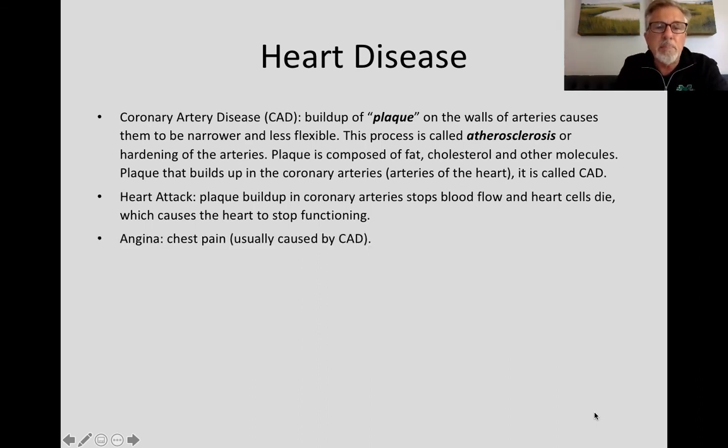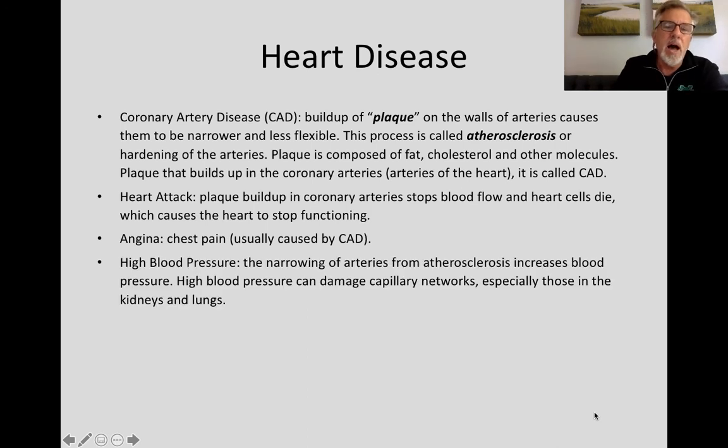That is chest pain, and it is usually caused by coronary artery disease, and your heart is actually not getting enough oxygen and therefore is starting to feel the lack of oxygen that you experience as chest pain. High blood pressure, this is caused by the narrowing of arteries due to atherosclerosis, as I explained earlier. And high blood pressure damages capillary networks, especially those in places like the kidneys and the lungs.